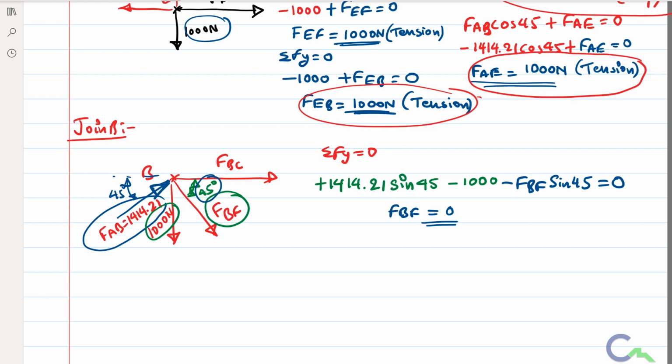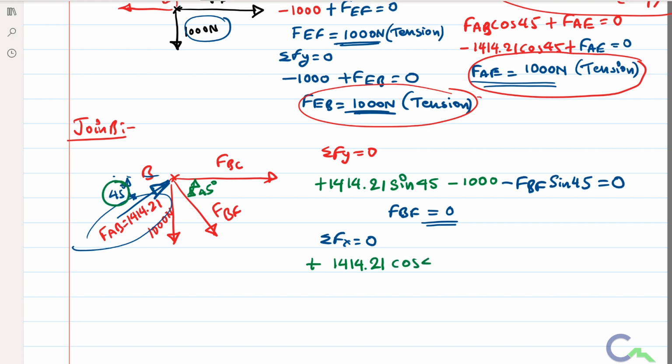It is not in tension, it is not in compression. So I'm going to resolve these forces in horizontal direction. I will take sigma Fx is equal to 0. I will consider one by one. So first force, that is FAB. So if I resolve that force in horizontal direction, it's going to move in positive direction like this. So therefore plus FAB value is 1414.21. Angle is given with respect to horizontal, therefore horizontal component is cos 45.